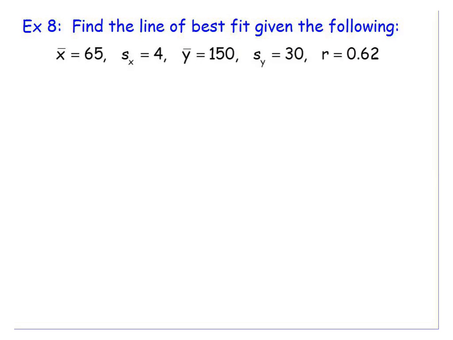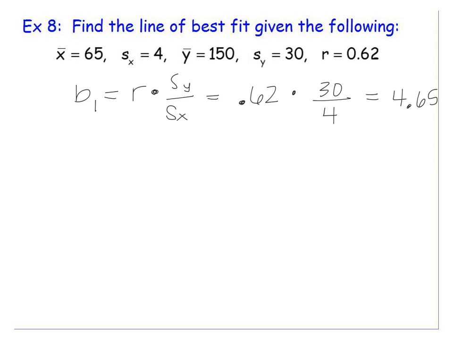The first formula that we have to find is the slope b sub 1. Again, that's the formula r times s sub y divided by s sub x. So let's put all the right numbers in the right spots. r is 0.62 times s sub y is 30 divided by s sub x is 4. Type that in your calculator exactly how you see it. 0.62 times 30 divided by 4, and I get 4.65. That's how you find b sub 1.